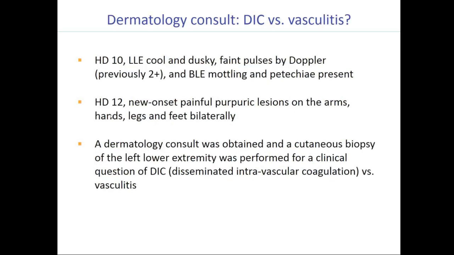By hospital day 10, the patient's left lower extremity was cool and dusky with only faint pulses by Doppler, which had previously been 2+. Both lower extremities showed skin mottling and petechiae, which was new. By hospital day 12, he'd had new onset painful purpuric lesions involving arms, hands, legs, and feet bilaterally, and dermatology was consulted. A skin biopsy of the left lower extremity was performed for a clinical question of DIC or vasculitis.